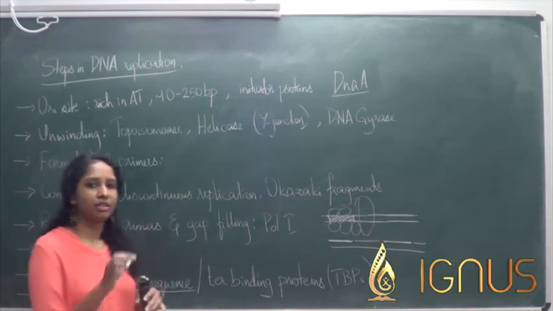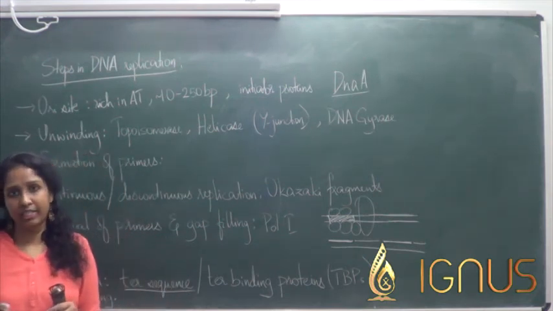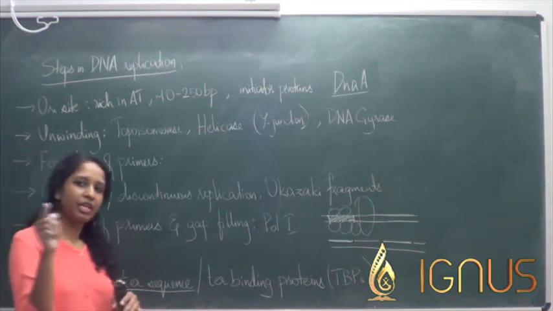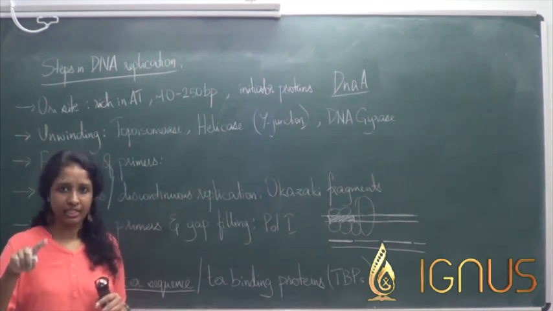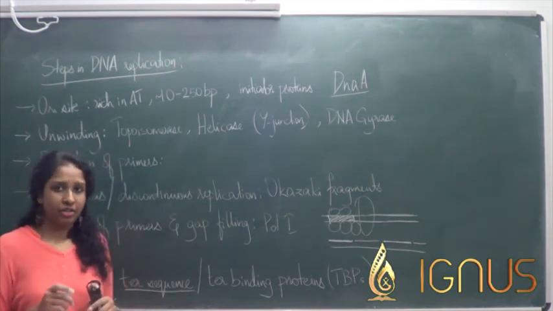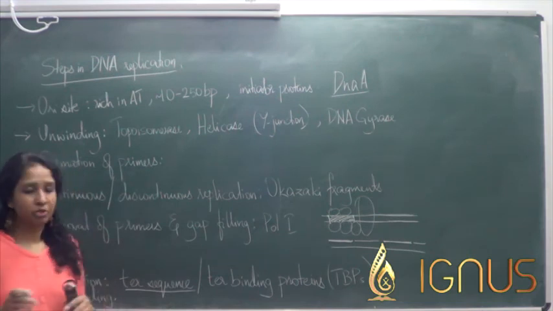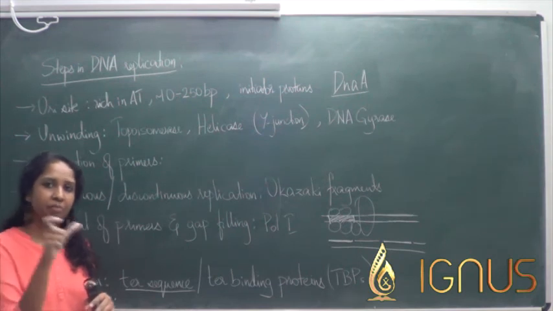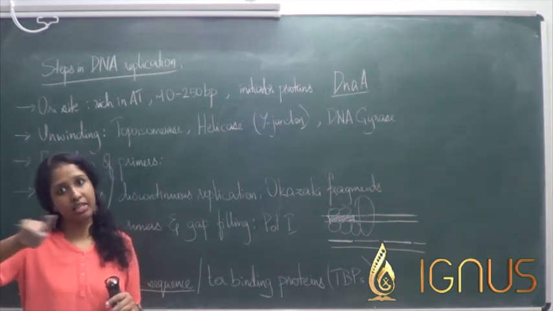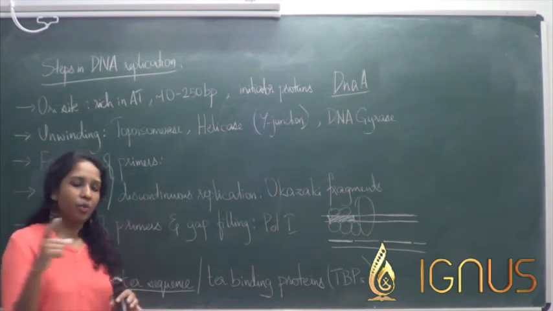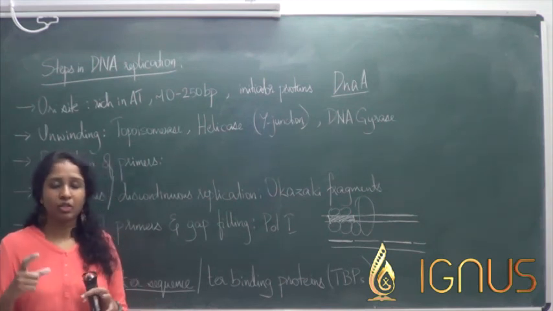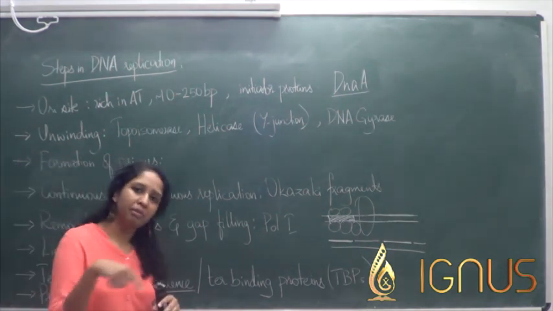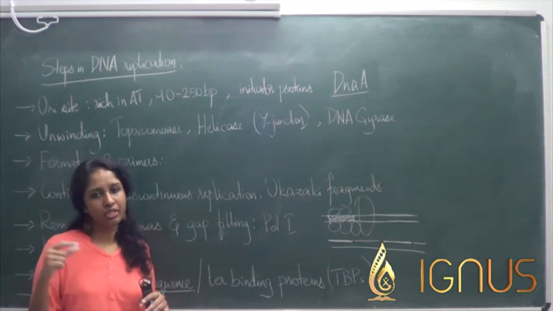Now, because prokaryotic DNA has just one origin of replication, it's going to start from one end and then finish at the other end. Because eukaryotic chromosomes have multiple origins of replication, they are going to start off replication simultaneously in all of the origins. So when you look at a eukaryotic cell which is undergoing replication, it will look like there are multiple bubbles inside of the DNA strand.